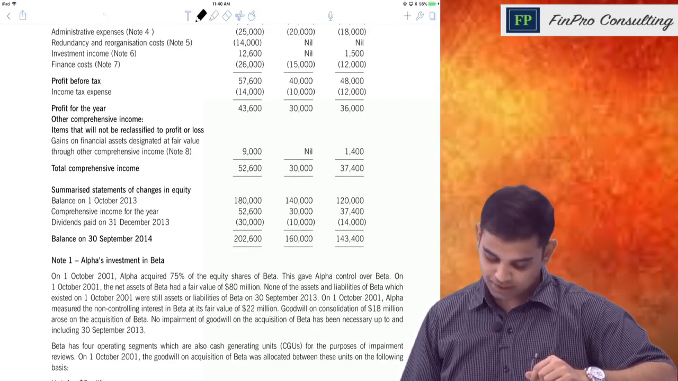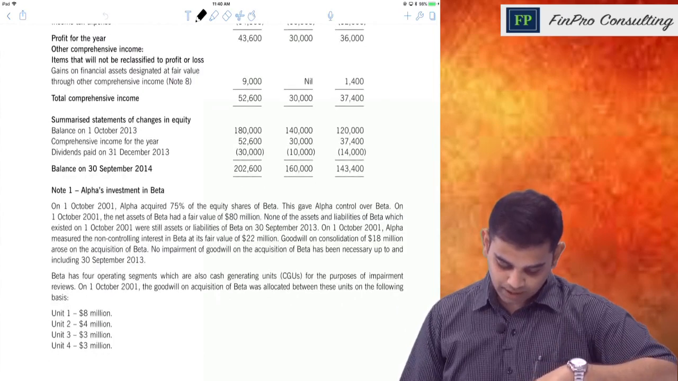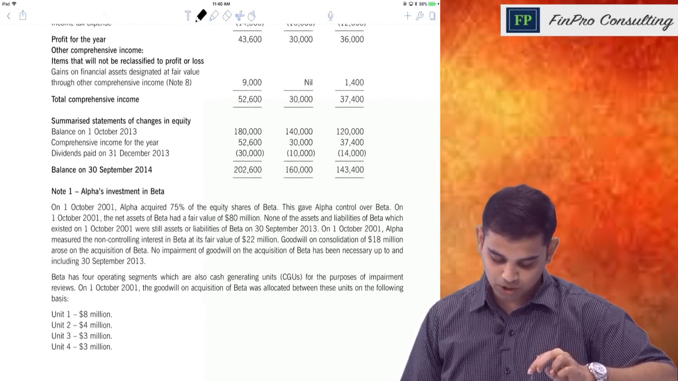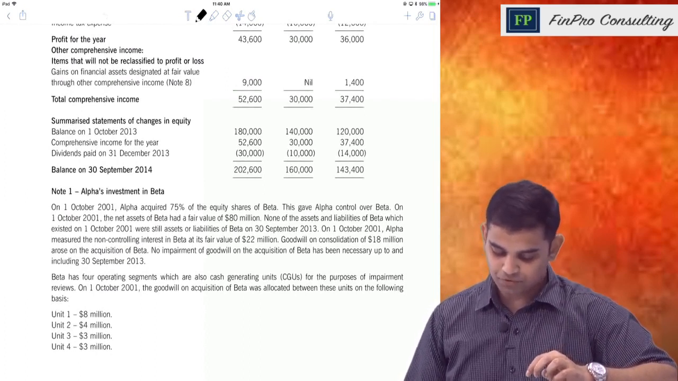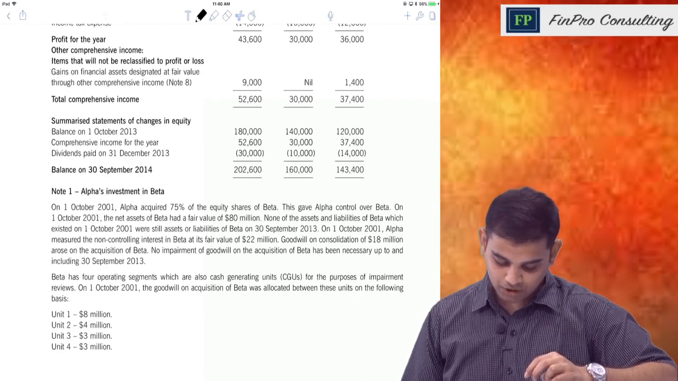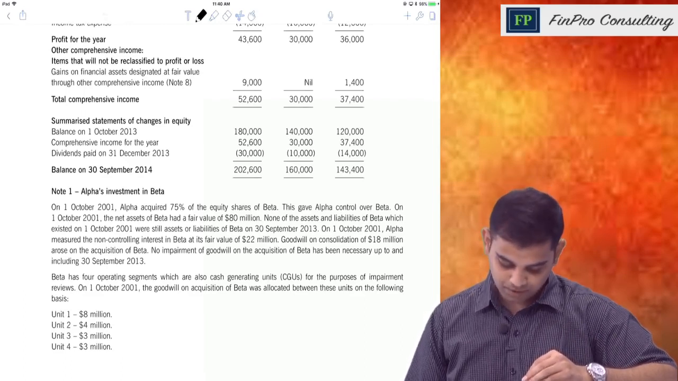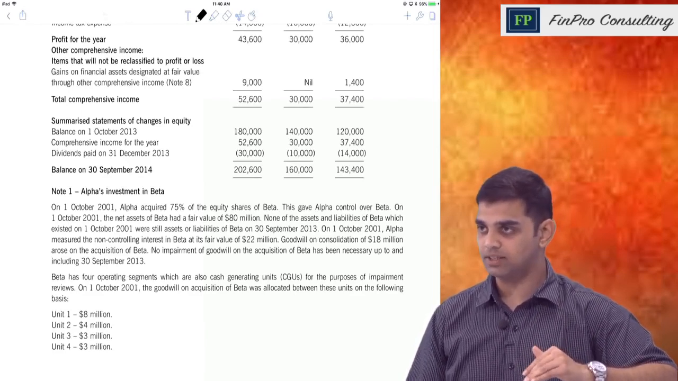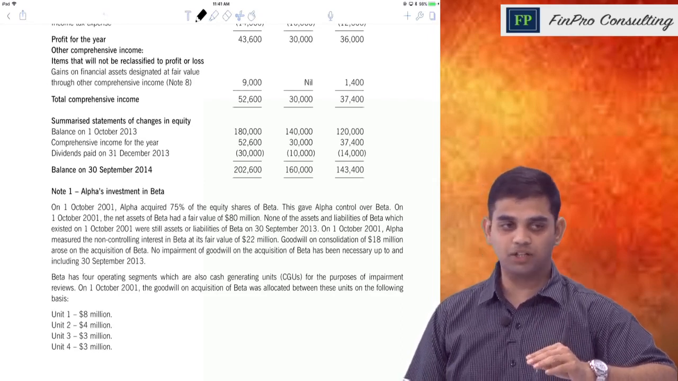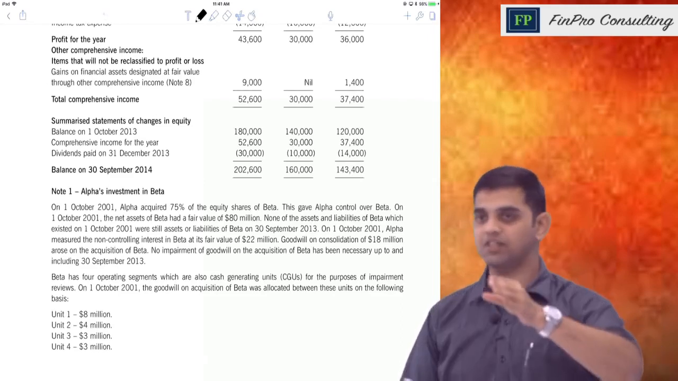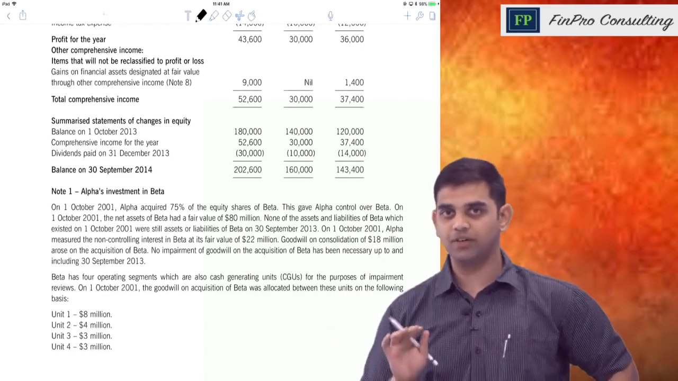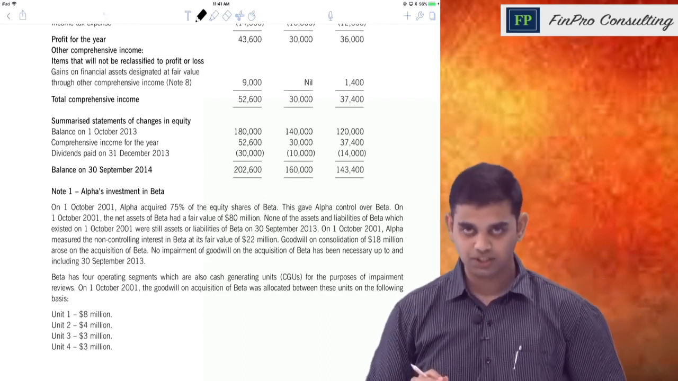Then you have total comprehensive income, and then there is a summarized statement of changes in equity: opening balance on 1st October 2013, comprehensive income for the year, and dividends paid on 31st December 2013, balance at 30th September 2014. So generally the statement of changes in equity doesn't look like this, it is a summarized version. Generally you have share capital, then securities premium, retained earnings, then total equity, and then non-controlling interest. So this is a very summarized version of statement of changes in equity.